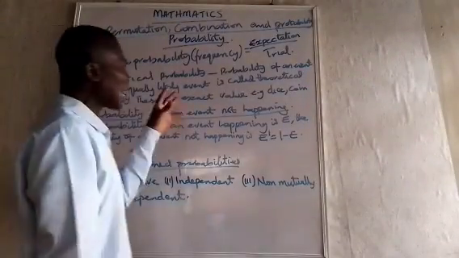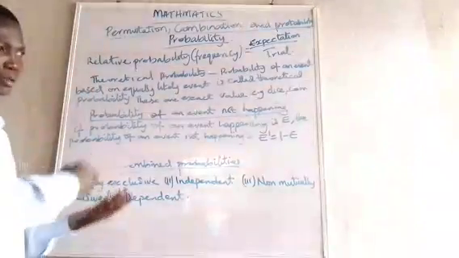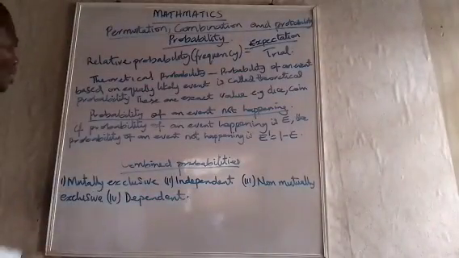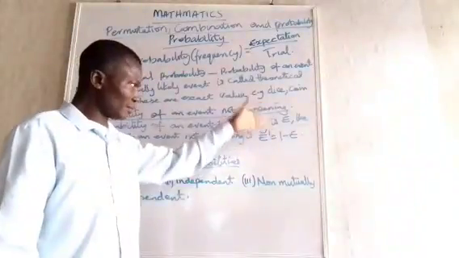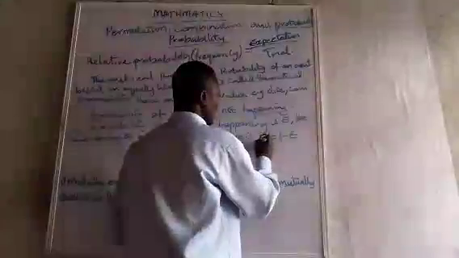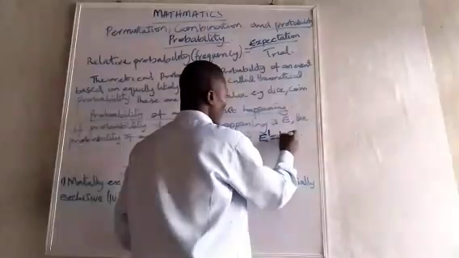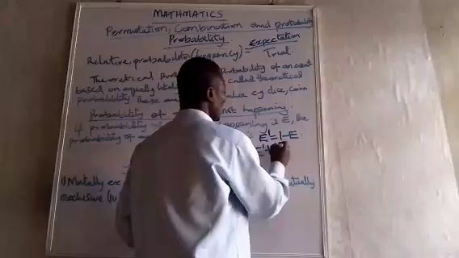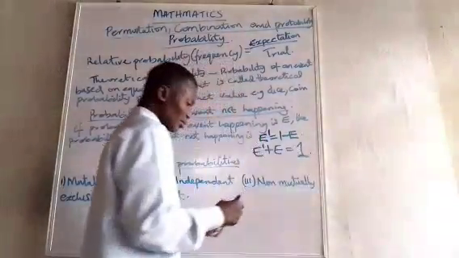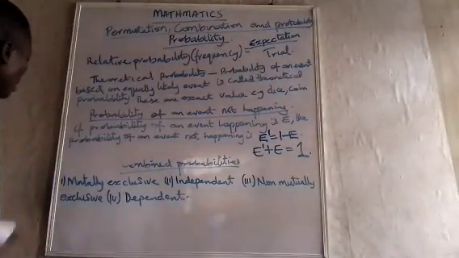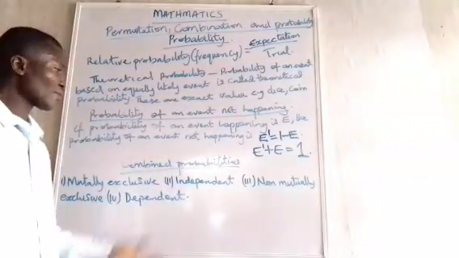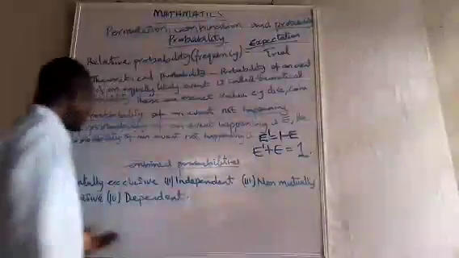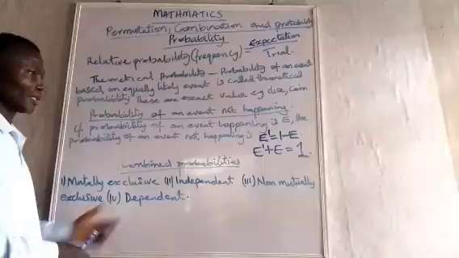Now, probability of an event happening or not happening. I'm just trying to develop this foundation. If the probability of an event happening is E, the probability of the event not happening, E complement, is equal to 1 minus E. So E complement plus E is equal to 1. That's what we mean. Okay, let's talk about combined probabilities now. In combined probabilities, we have mutually exclusive, independent, non-mutually exclusive, and dependent probabilities. Let's go into those.